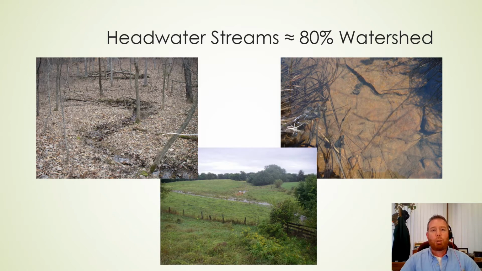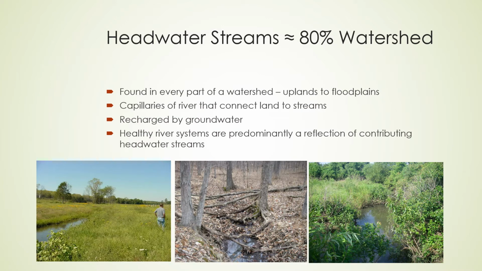But why are these small streams so important? What do they do and why do we care? Well, we care because they make up a vast majority of the stream network and are found throughout the watershed. They have a tremendous effect on the downstream river systems.